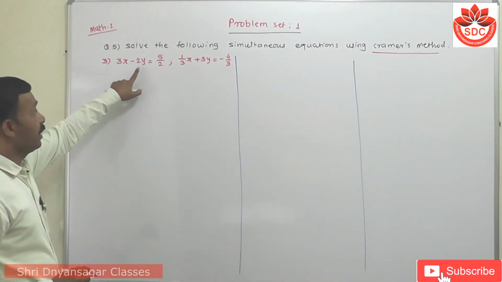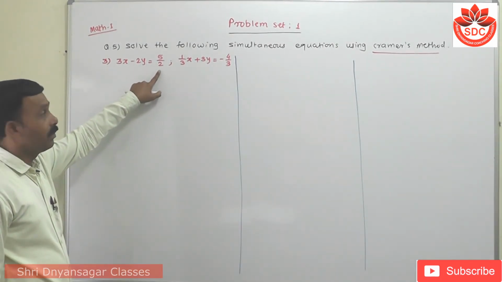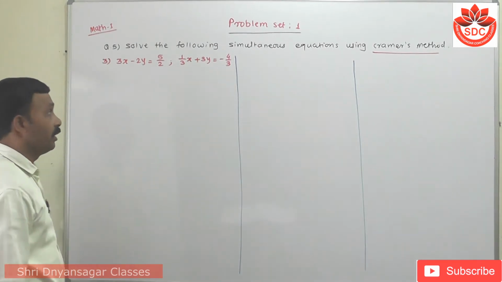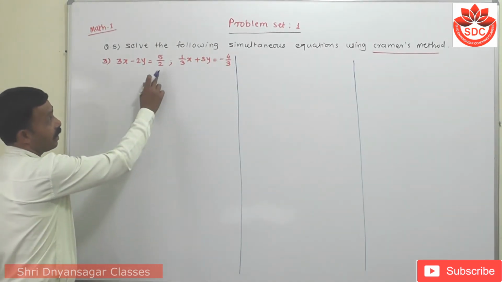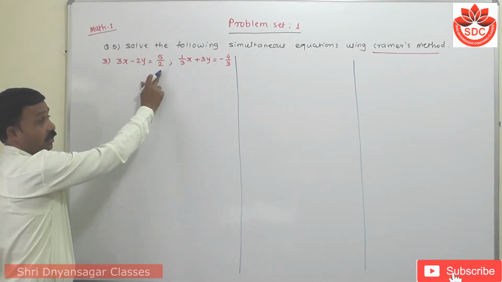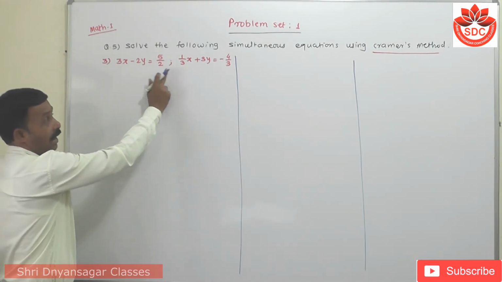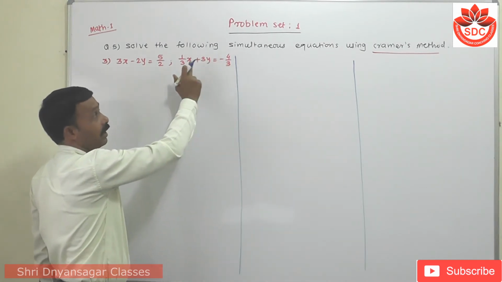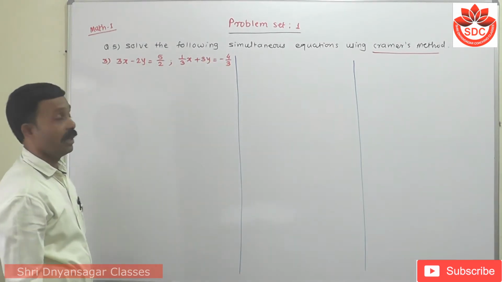3x minus 2y is equal to 5 upon 2 and 1 upon 3 x plus 3y is equal to minus 4 upon 3. Students, when we observe here, the denominator is 2, we have to remove this 2 by multiplying this equation by 2, and also the LCM of this is 3. If we multiply this equation by 3, we also remove the denominator 3.